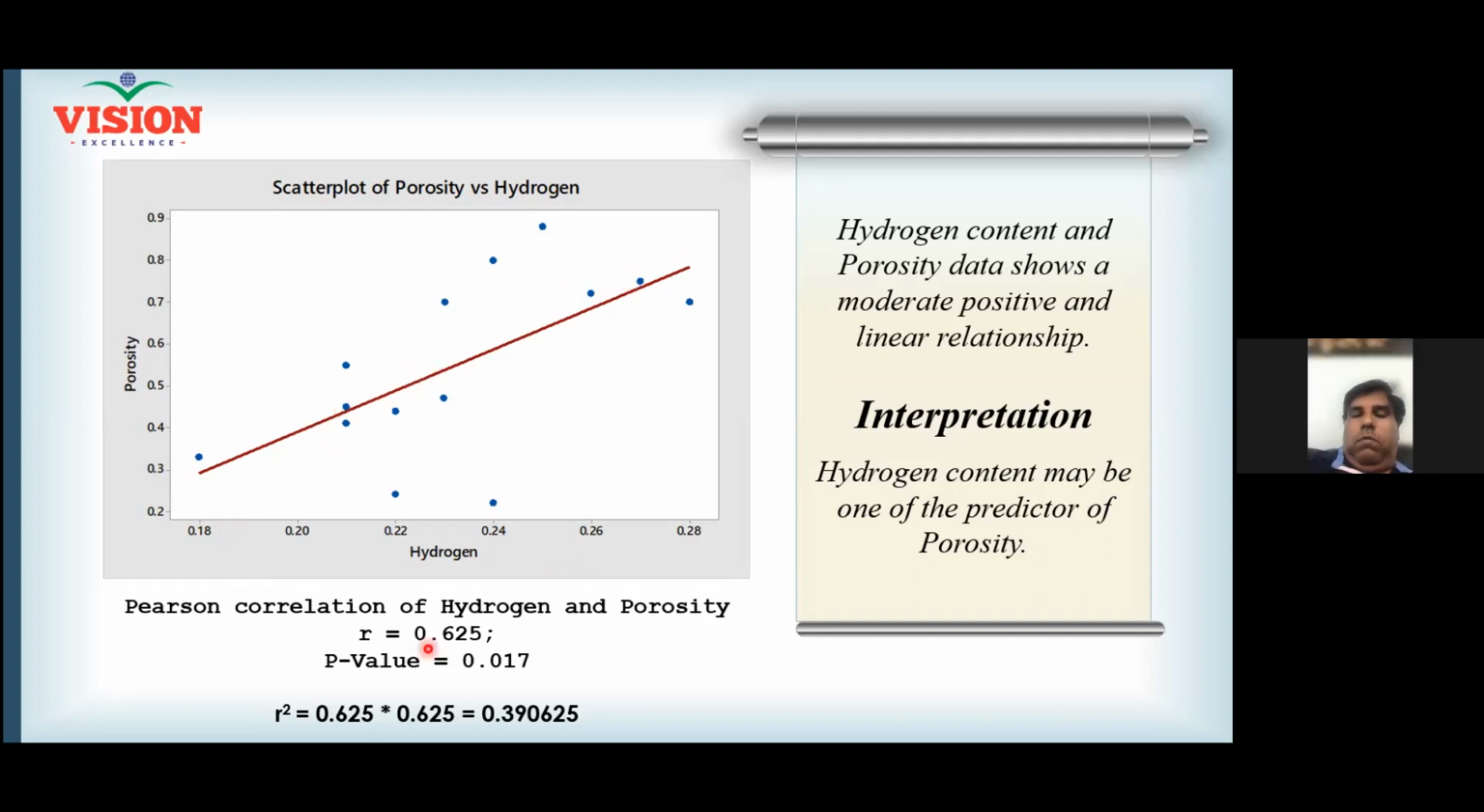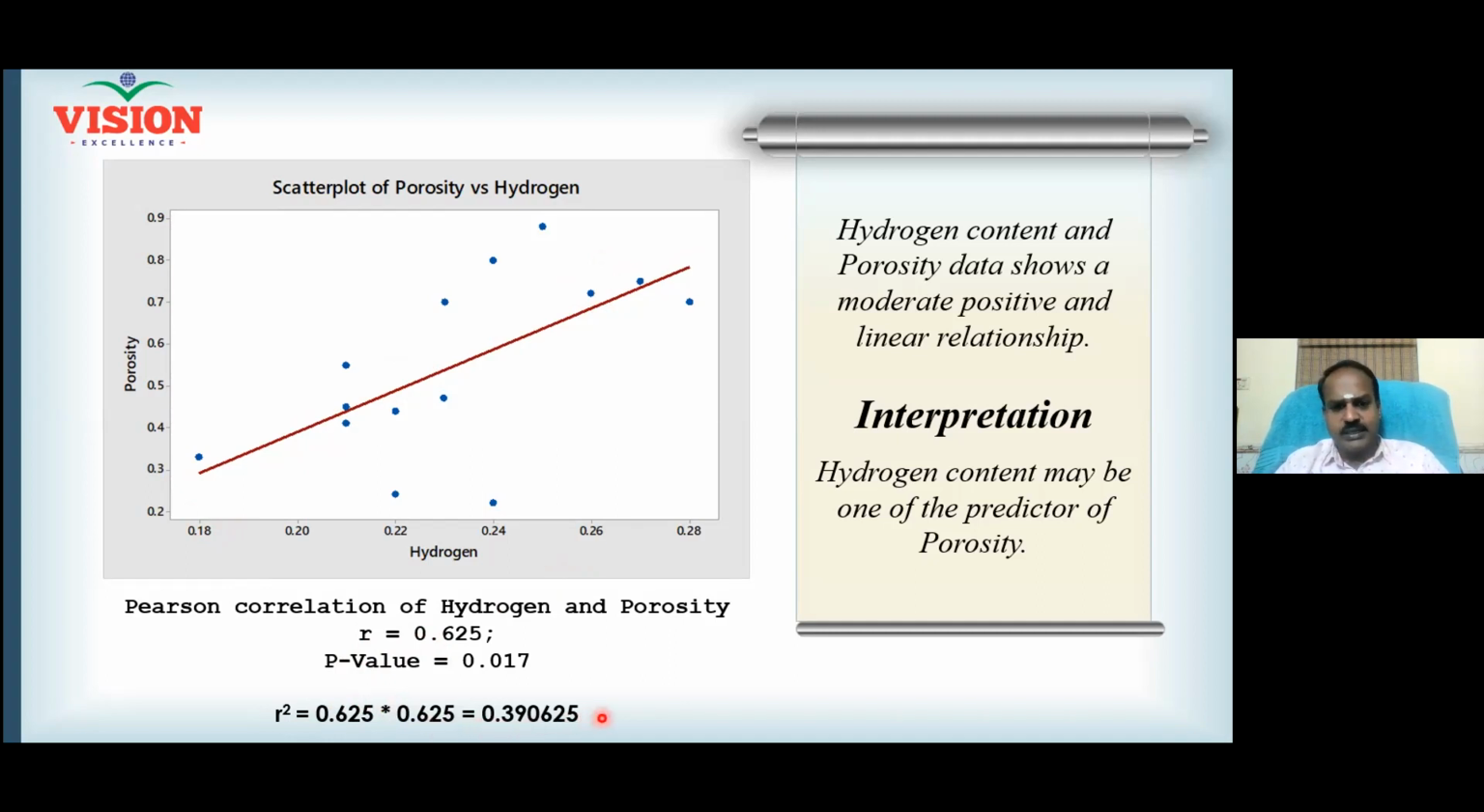A moderate positive relationship. And now, as usual, I want you to square the R value. When I square the R value, R square is 0.625 times 0.625, which comes to 0.39. What do you understand by seeing the 0.39? Not close to 1. It is 0.39, meaning 39% of the porosity is influenced by hydrogen content.